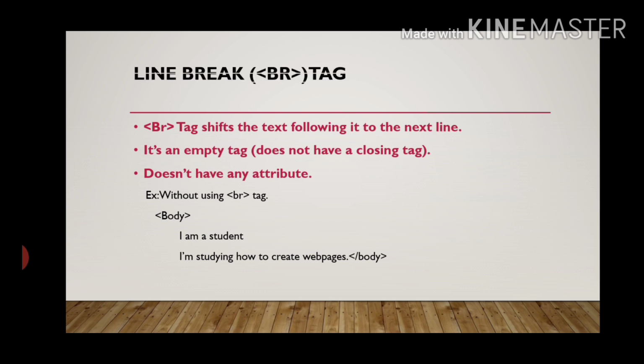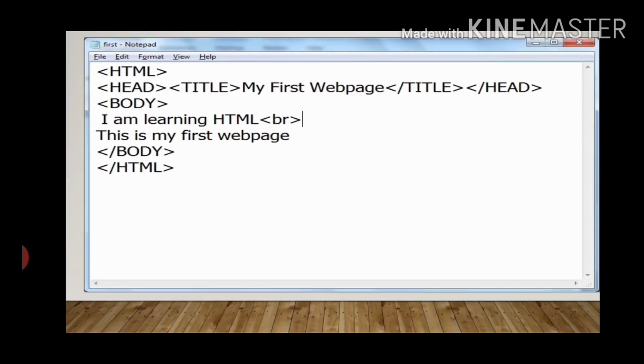Now, you see in this HTML coding, I have applied BR tag in between the two sentences. And after saving this file, if you want to view it on the web browser window, you see the two sentences in two different lines by using BR tag.